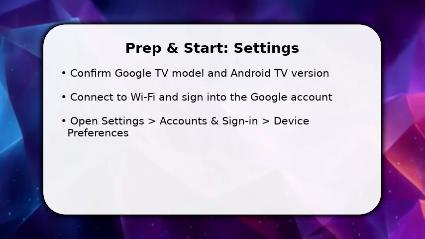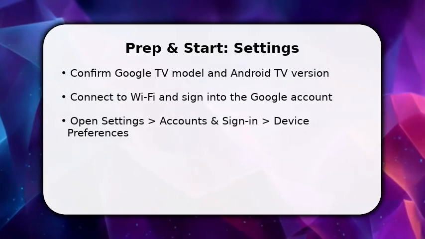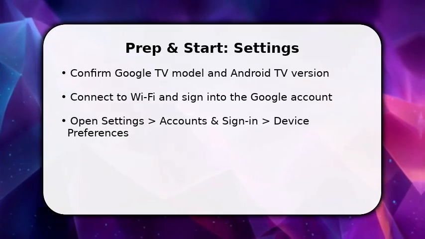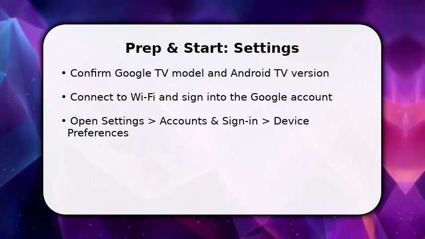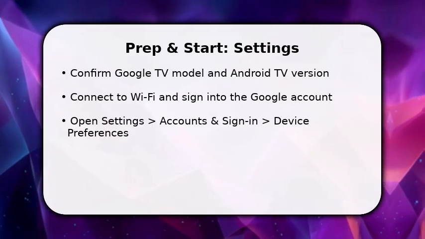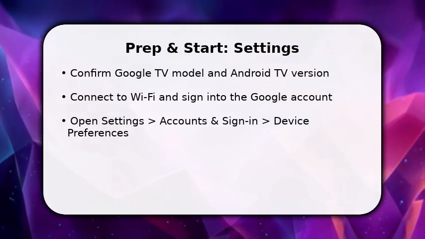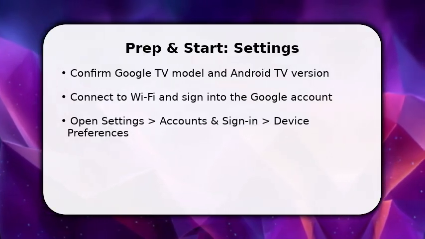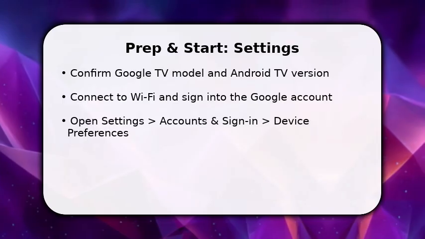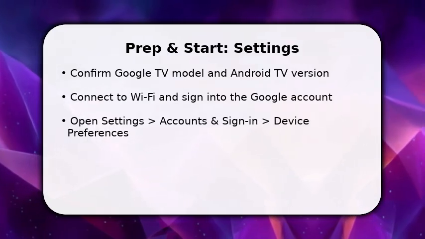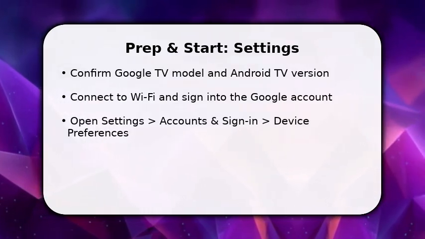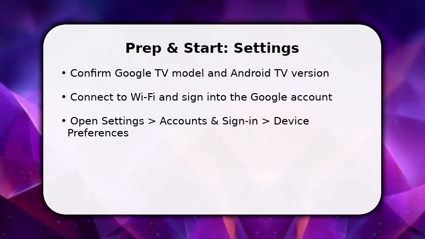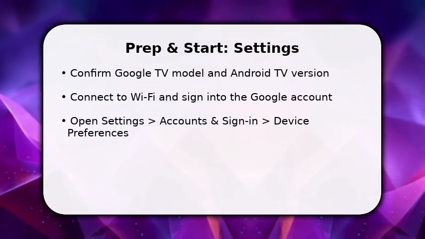You begin by confirming your Google TV model and Android version so you know which menus apply. Once done, make sure you're signed into the correct Google account and connected to Wi-Fi. Now open Settings and go to Accounts and Sign In, then Device Preferences. This is where Ad Personalization and Account Link options live. You'll take the first actionable steps here to limit tracking and remove targeted ads, so stay in these menus before moving to App and Privacy Controls.